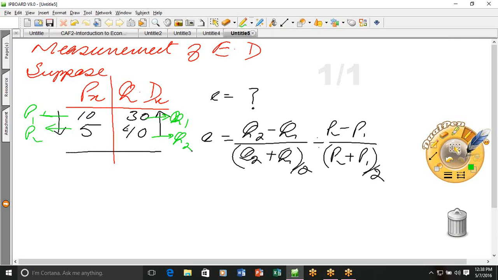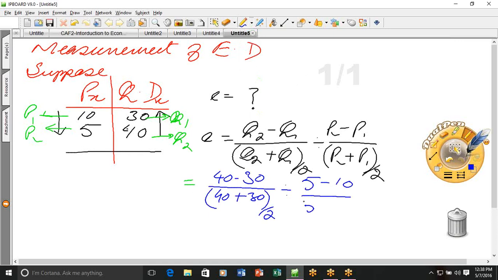अब इनको हम अगर इंकॉर्पोरेट करेंगे तो Q2 is 40 minus 30 over 40 plus 30 divided by 2, and then 5 minus 10 divided by 5 plus 10 divided by 2.